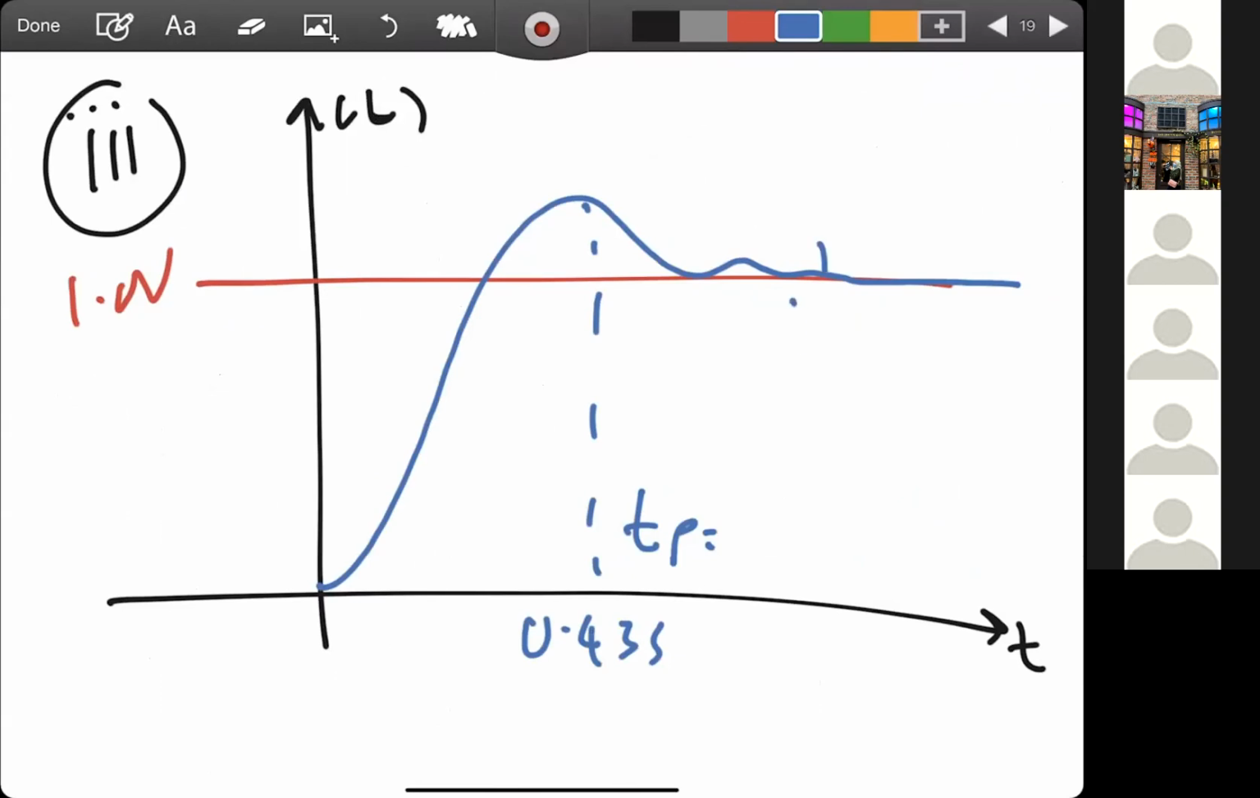And the settling time tadi berapa, Atika? The new settling time. After the reduction tadi berapa? 0.7. 0.7. 7.4.